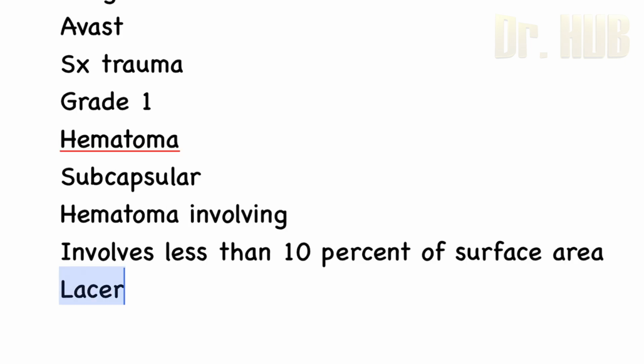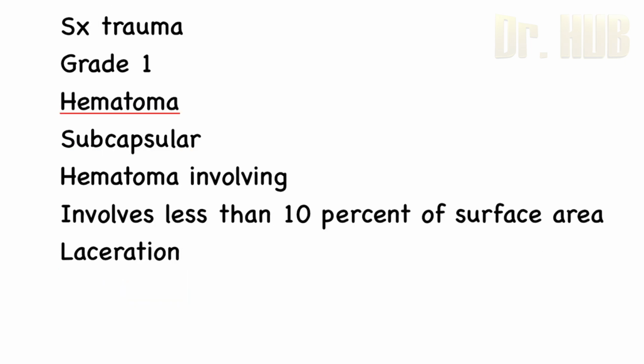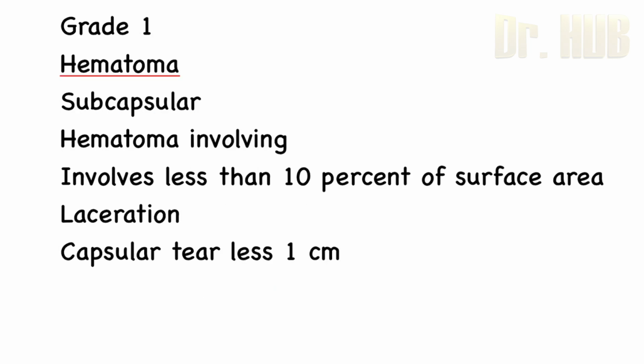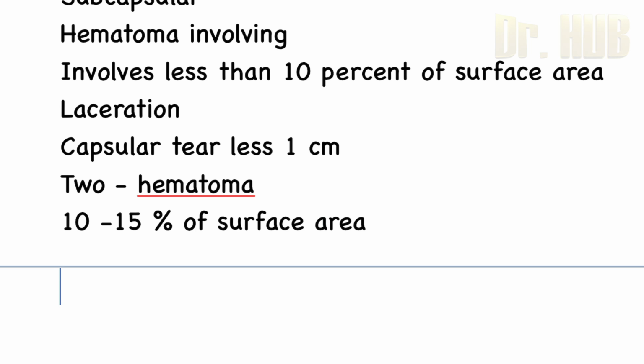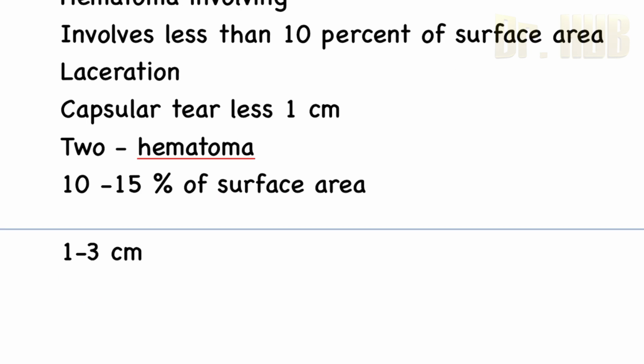And what about the laceration? There is a capsular tear less than 1 centimeter in depth. So grade 1: subcapsular hematoma involving less than 10% of the surface area, and laceration with capsular tear less than 1 centimeter in depth. What about grade 2? Grade 2 has a subcapsular hematoma involving 10 to 15% of the surface area, and laceration of about 1 to 3 centimeters in depth.